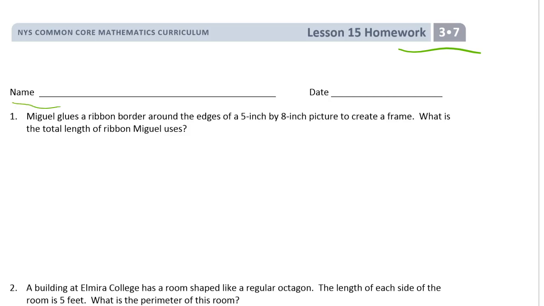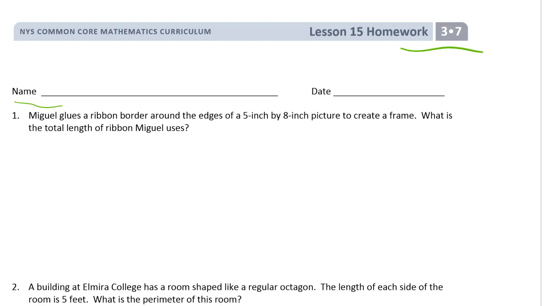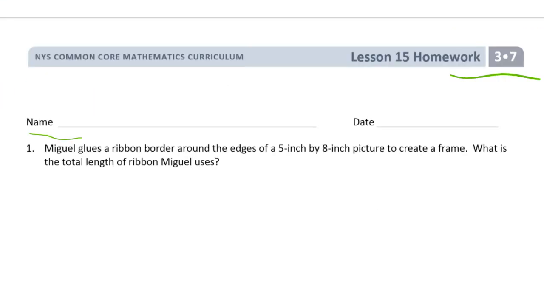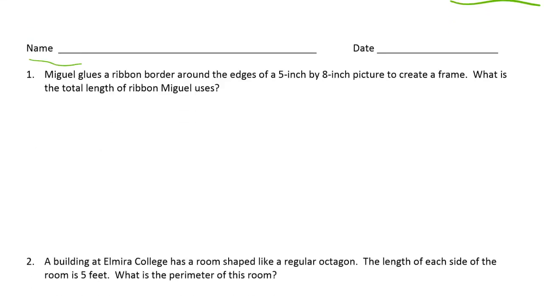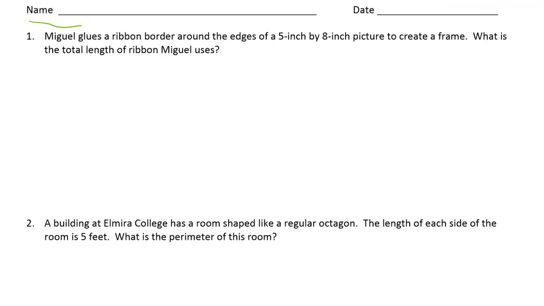Name first, please. Miguel glues a ribbon border around the edges of a 5 by 8 inch picture to create a frame. What's the total length of ribbon Miguel uses? So this is the distance around the outside of a 5 by 8 rectangle. So draw the picture. It's reading it, drawing it, and writing it. We read it, summarized it.